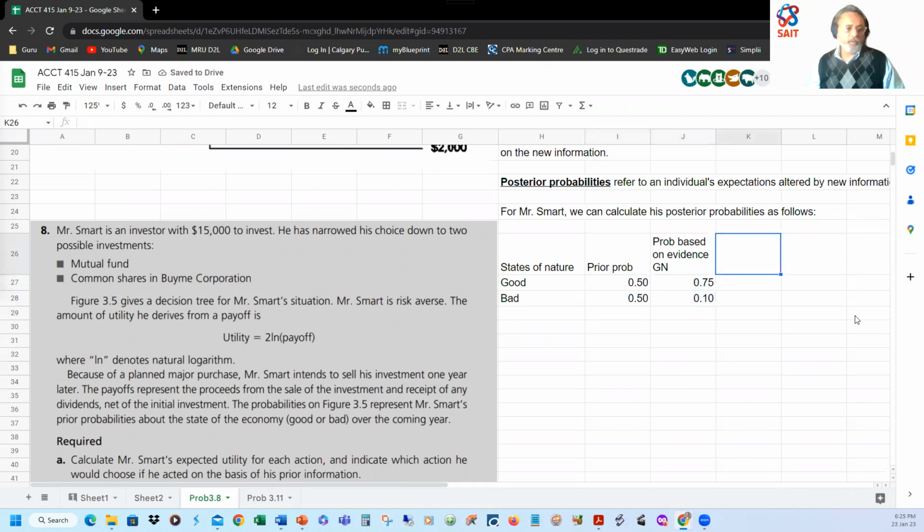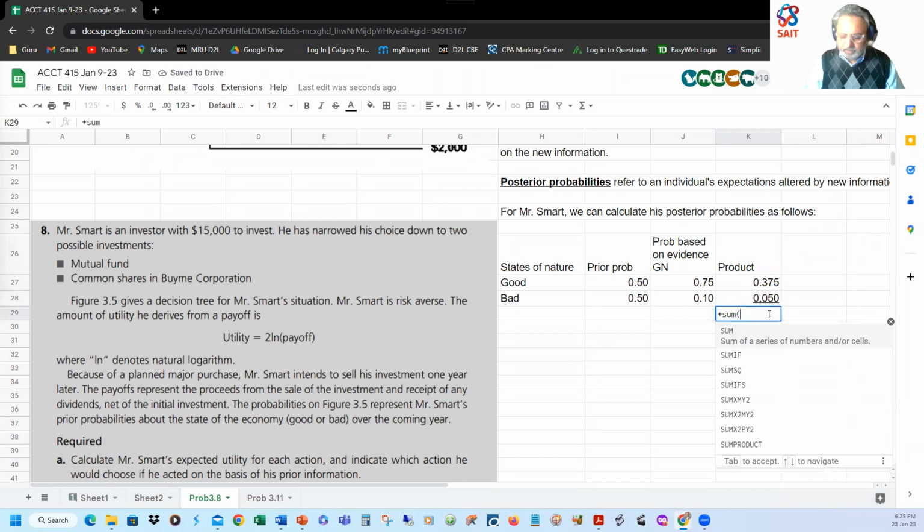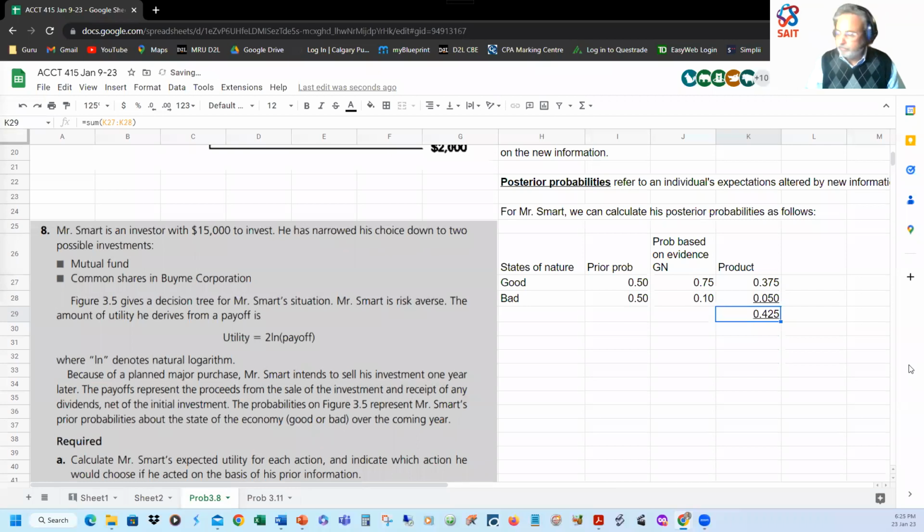So what we now need to do is merge the two, Mr. Smart's prior probabilities and now the probabilities based on the evidence. You've got to merge the two. So calculate the product of the two: 50% times 0.75, and then 50% times 0.1. If you merge the two, you get 0.375 and 0.05. If we add together these two products, we get 0.425.